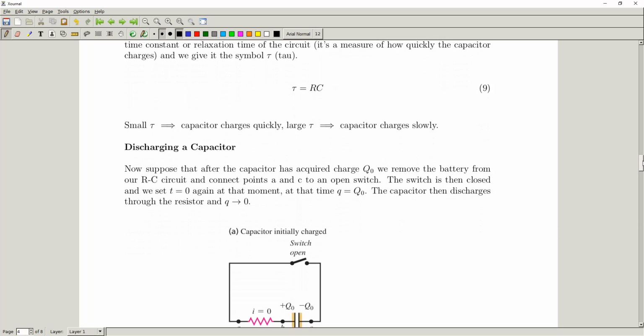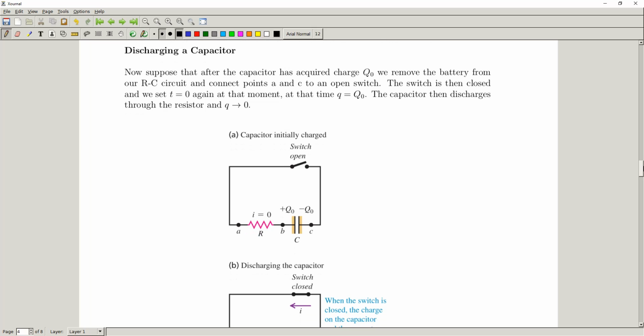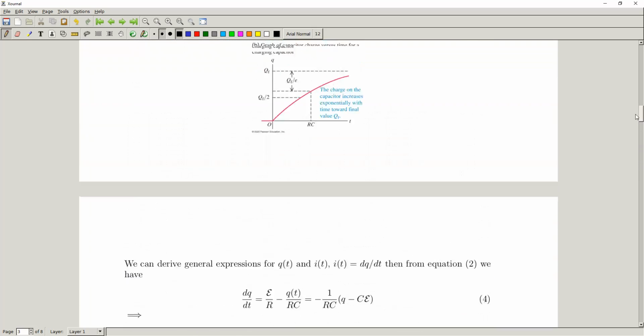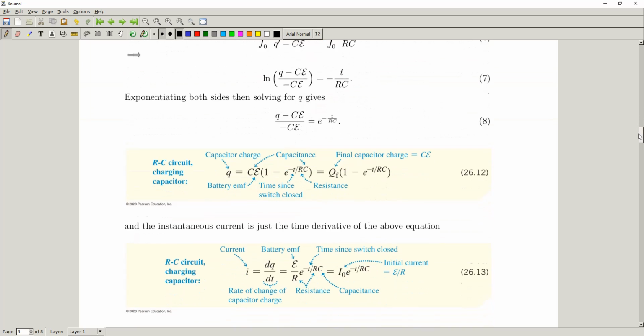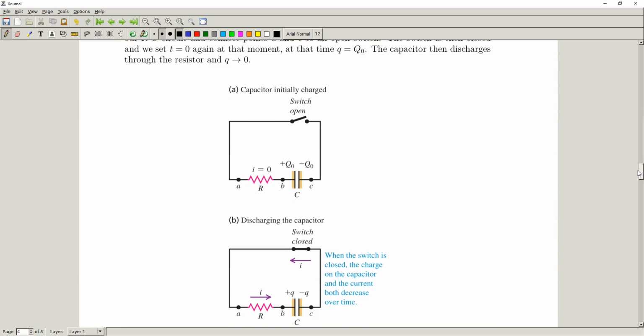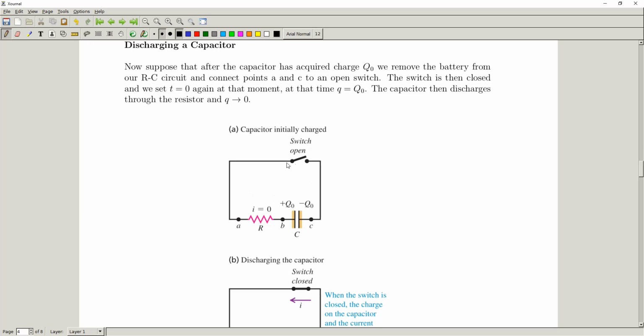Now we're going to take a look at discharging a capacitor. So now let's suppose that the capacitor has been charged and it acquires this charge Q0, okay, and we remove the battery from our RC circuit. So basically this is our RC circuit from above. We had the battery in here, but now we're going to pull out the battery, and we're left with this situation here. So we have no battery, the switch is open, the capacitor is charged.